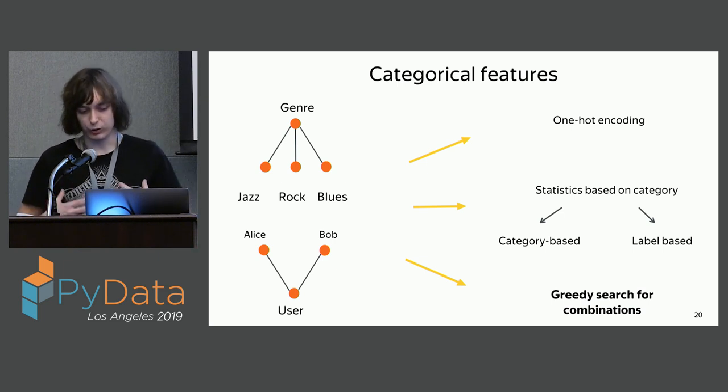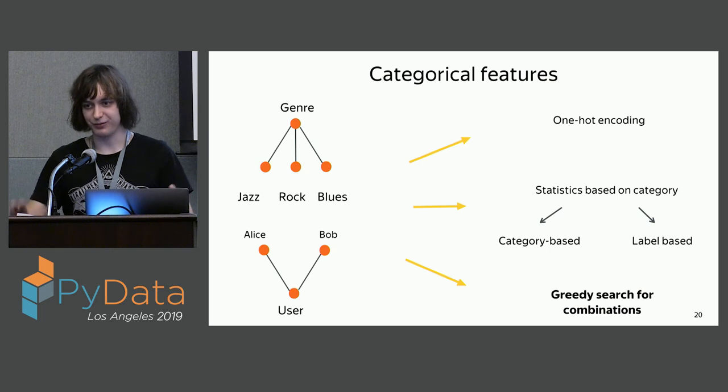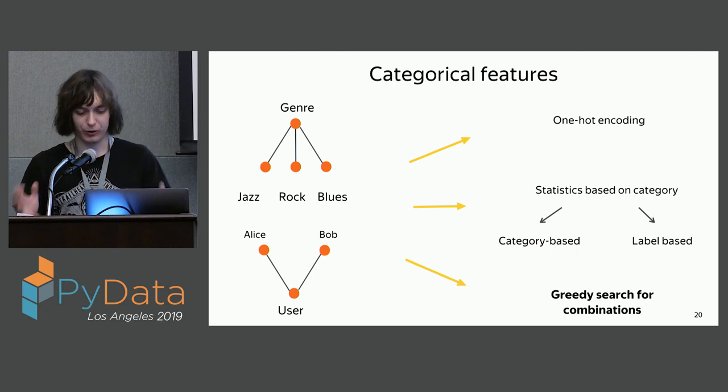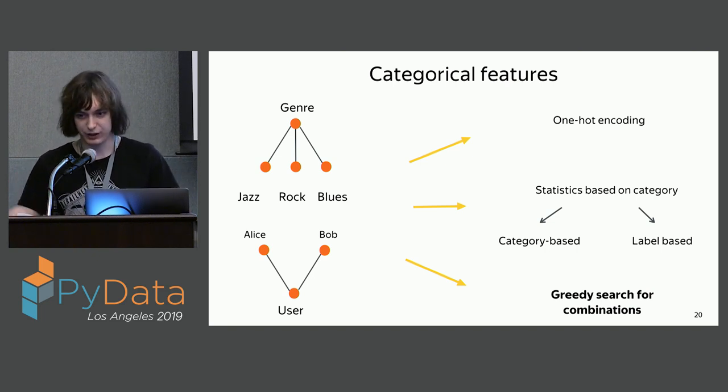So we want to use feature combinations in our model, but there is one problem. We don't want to need domain knowledge. We don't know which feature combinations are important. We need to perform this automatically, and the number of different feature combinations is exponentially big. So we can't pre-compute them all in the pre-processing stage.